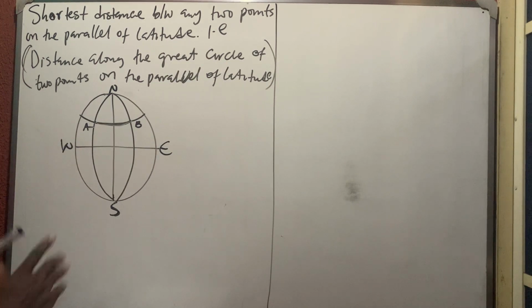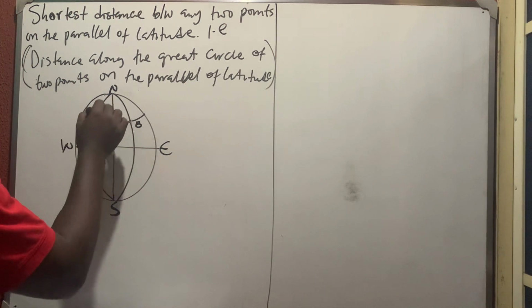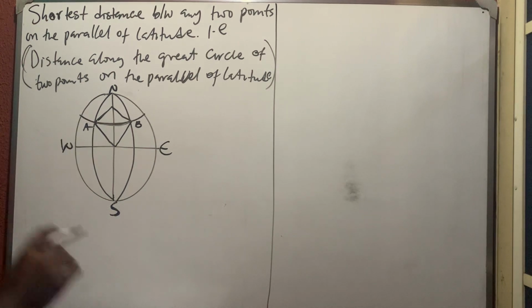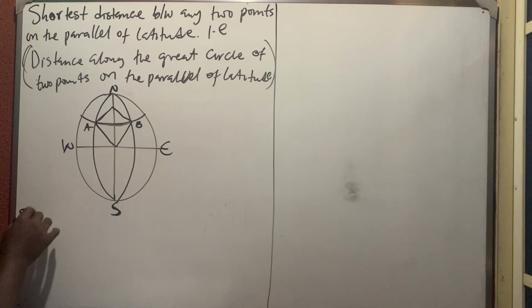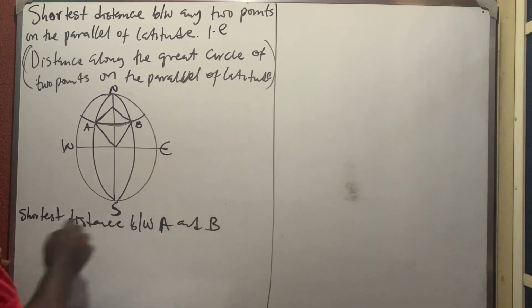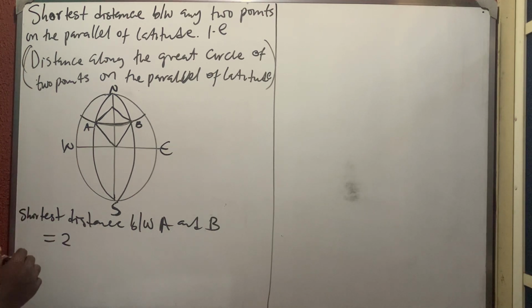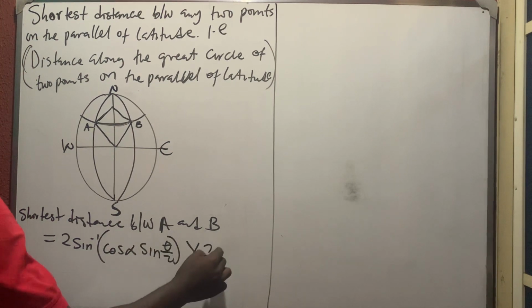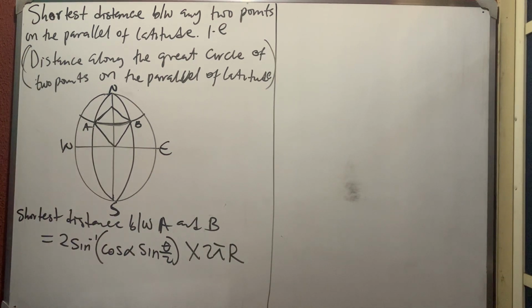All right, so to get the shortest distance, it has a formula. Let me say we want to trace this to this point and this to this point, and then this to the center, this to the center. Now the formula says the shortest distance between A and B is simply 2 sine inverse of cos alpha, then sine theta over 2, then times 2 pi r. Very simple. Please, you need to memorize this formula and have it in your mind always. 2 sine inverse of cos alpha, then sine theta, where theta is always halved: sine theta over 2.